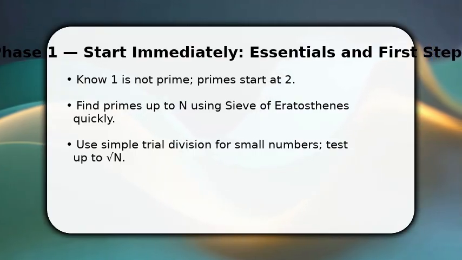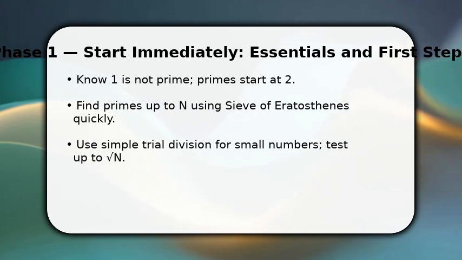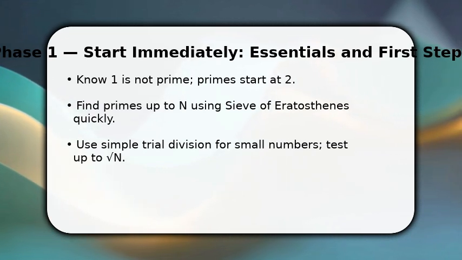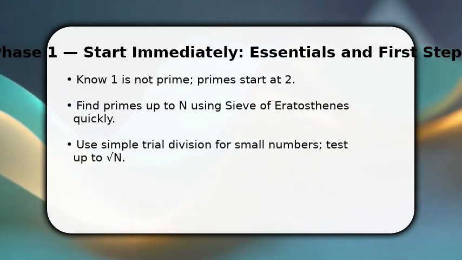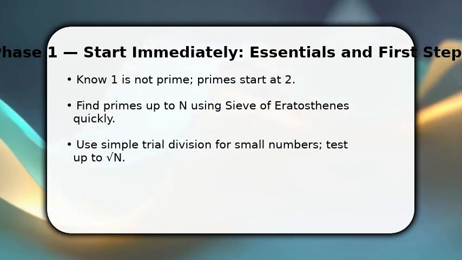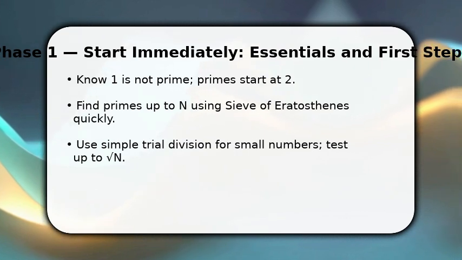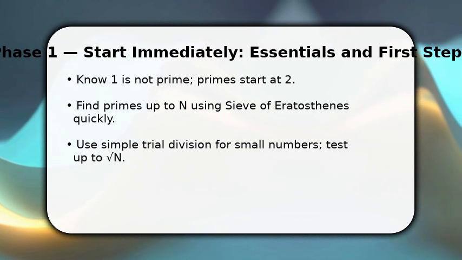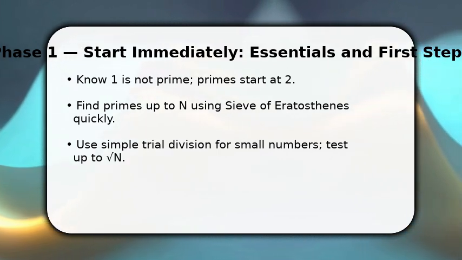You begin by accepting the basic rule. 1 is not prime, 2 is the first. Immediately pick your target N and run the sieve of Eratosthenes to list primes. It removes multiples fast. Once done, verify any small candidates with trial division, testing divisors only up to the square root of the number. Make sure to cross off even numbers after 2 to save time, and record primes in order. This gives you the working set for the next steps.